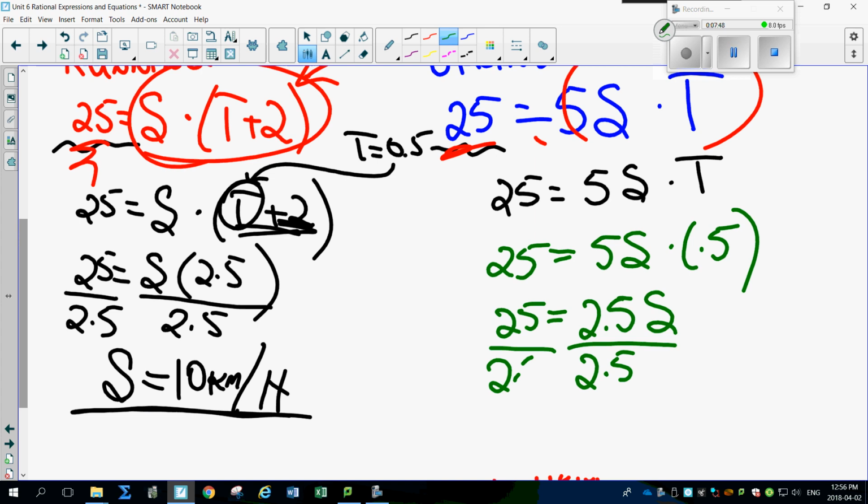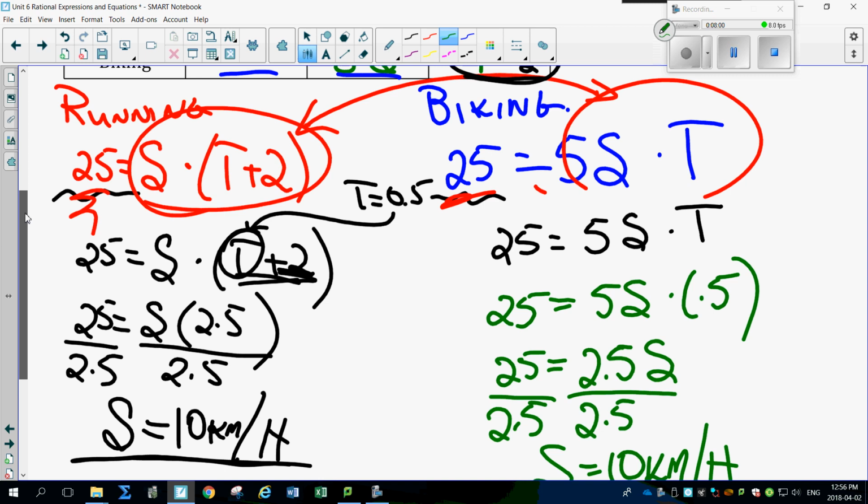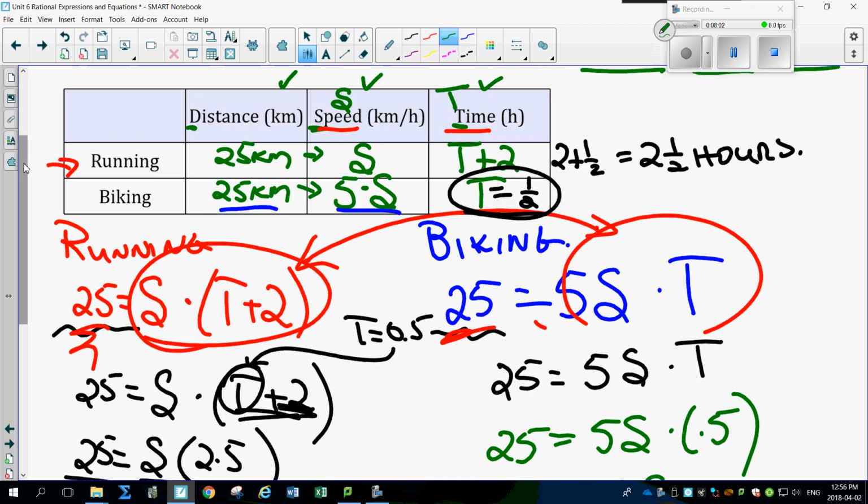The reason why is because we're finding s. We're finding speed. Now, what does s mean? Go back to the original chart. We know s, we worked it out twice, it works out to be 10 kilometers an hour. Then that means his running speed is 10 kilometers per hour. But his biking speed is 5 times as fast. I see it now. He is traveling 50 kilometers an hour.